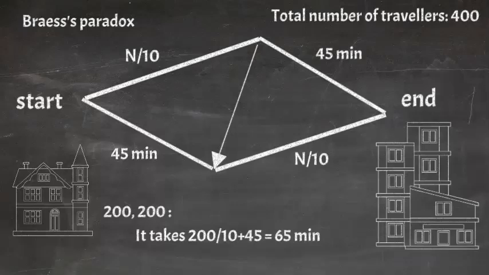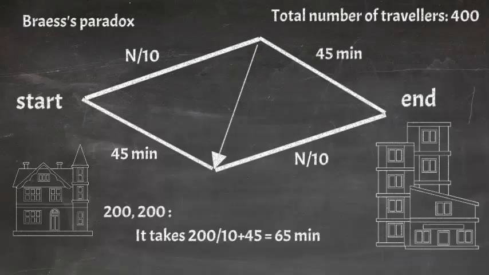So at the starting point, those 400 travelers look at n over 10 and 45 minutes. They think even if all of us use n over 10, the time is only 40 minutes, which is less than 45 minutes. So all of them will use the upper route. Then they will use the same logic: 45 minutes is greater than 40 minutes, so they will use the lower route to go to the end.